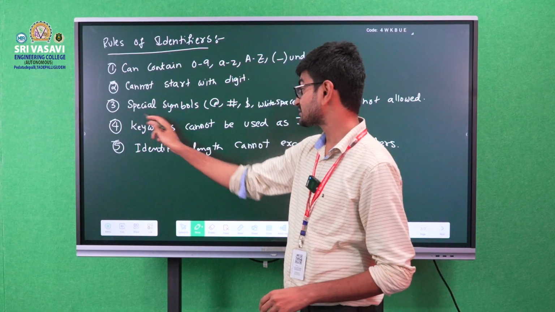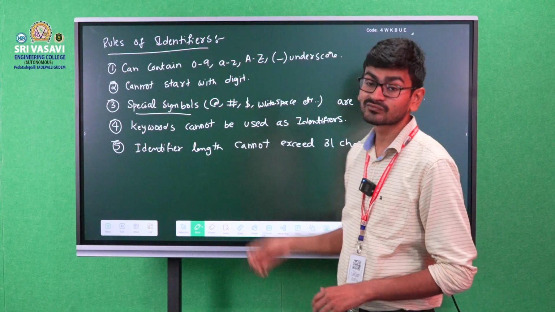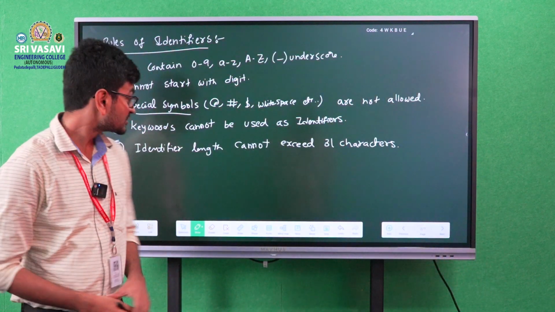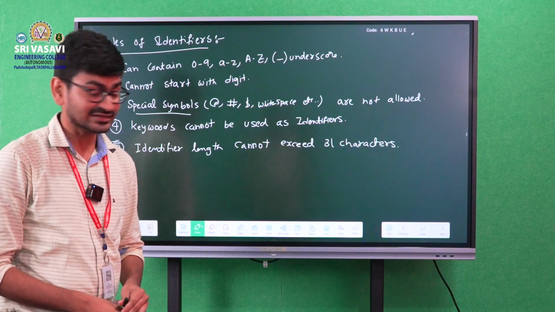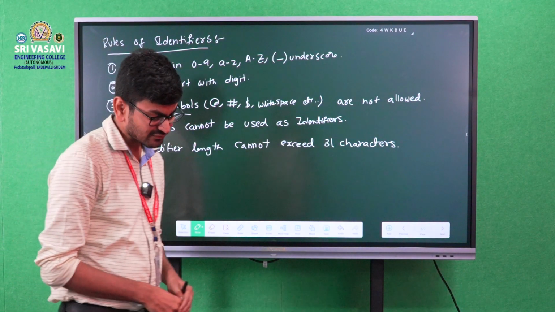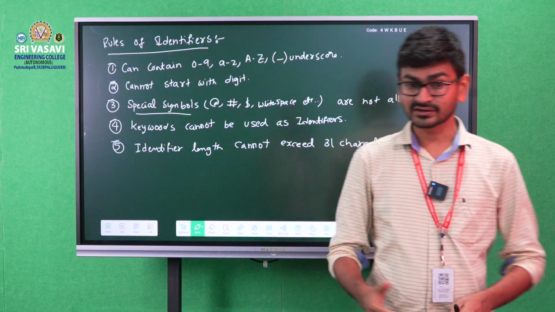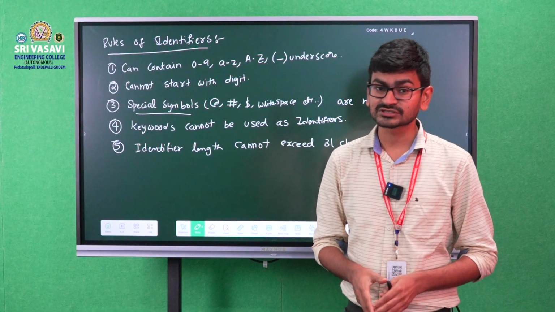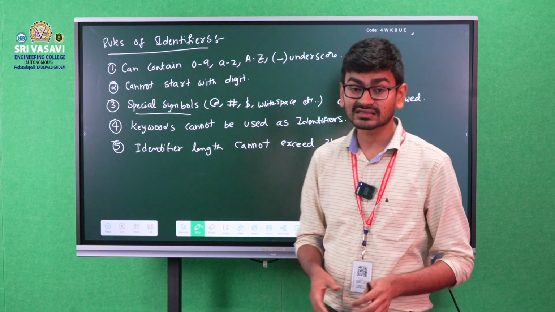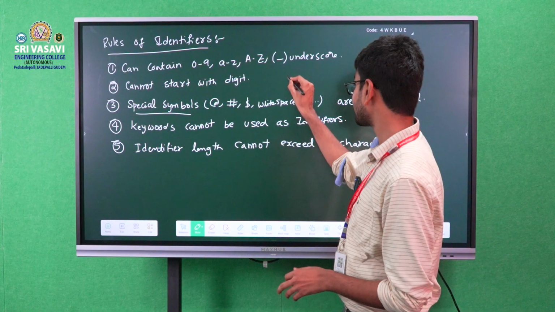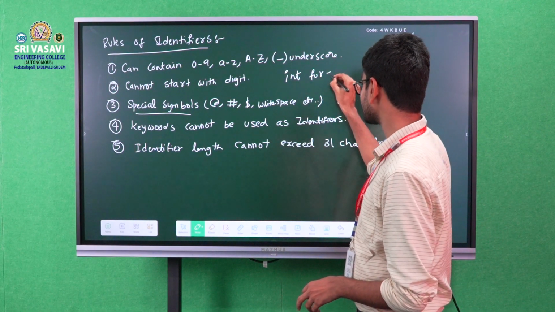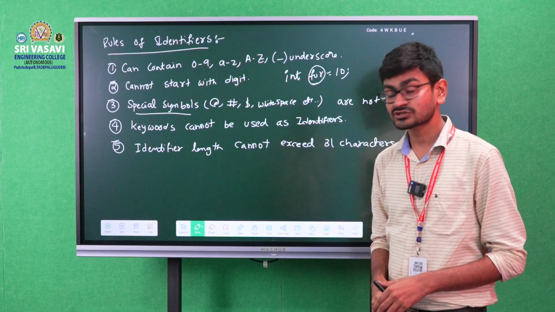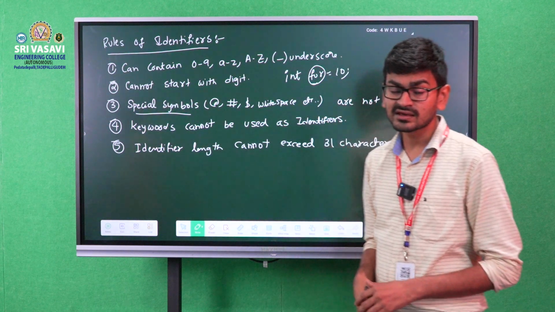And third point is special symbols like @, hashtag, dollar, white space. These are the special symbols you cannot use in identifiers. So special symbols are not allowed in identifiers. When it comes to keywords, keywords are the reserved words like for, while, do while. These are having special meaning, and we should not use keywords in identifiers. For example, for is a keyword in C language. You should not name int for = 10. You should not use for as a variable name. So that is the meaning of keywords cannot be used as identifiers.